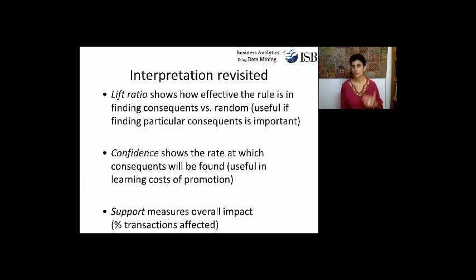Let's look again at what lift ratio means. So remember that a lift ratio, which compares the confidence to a benchmark confidence, shows how effective the rule is in finding consequence versus just a random set. This is going to be especially useful if you're looking for particular consequences that are interesting to you. If we look at confidence, this shows us the rate at which the consequence will be found. And this is going to be useful if I'm trying to learn the costs of promotion, for instance. And finally, the support measures the overall impact because it looks at the percentage of transactions that are affected by these rules.